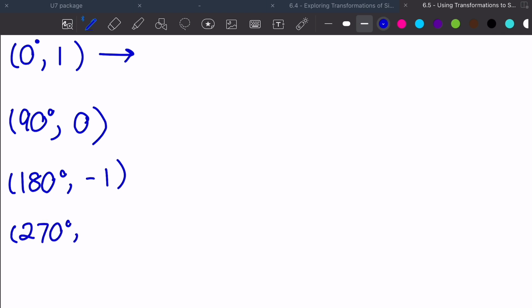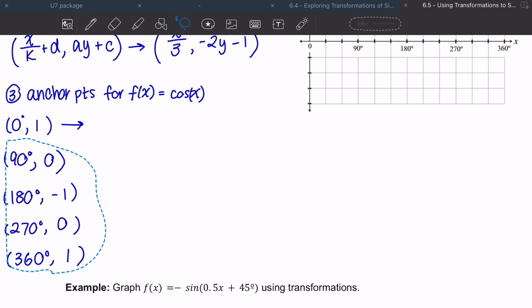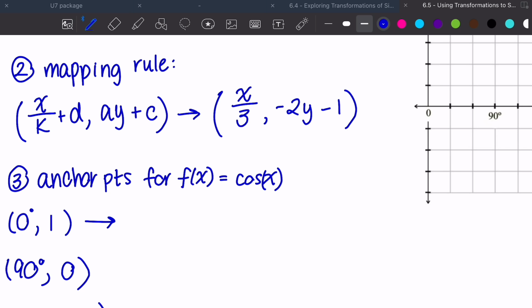270 will give you 0. And 360 will bring you back to your initial starting point of 1. So, okay, and I'm going to give these a little shift up since I don't have as much room as I thought I would. And you're going to do the same thing that we did with sine, which is send these points through the mapping rule. The only thing that's changing is your x and your y in the mapping rule.